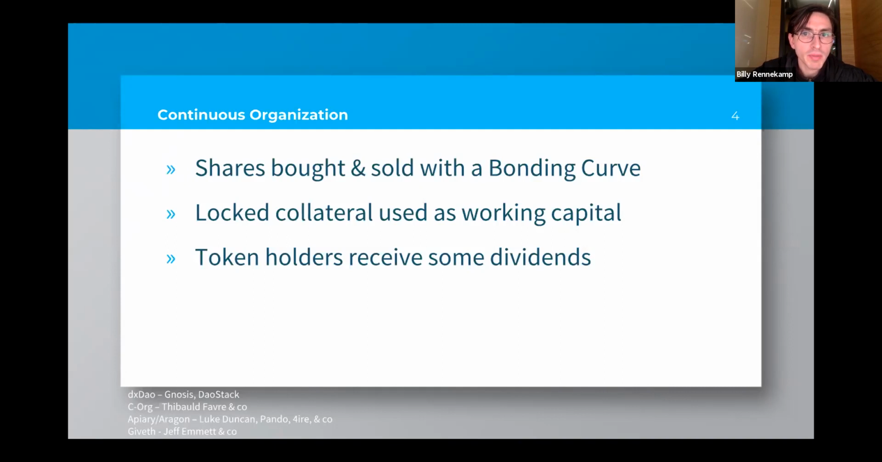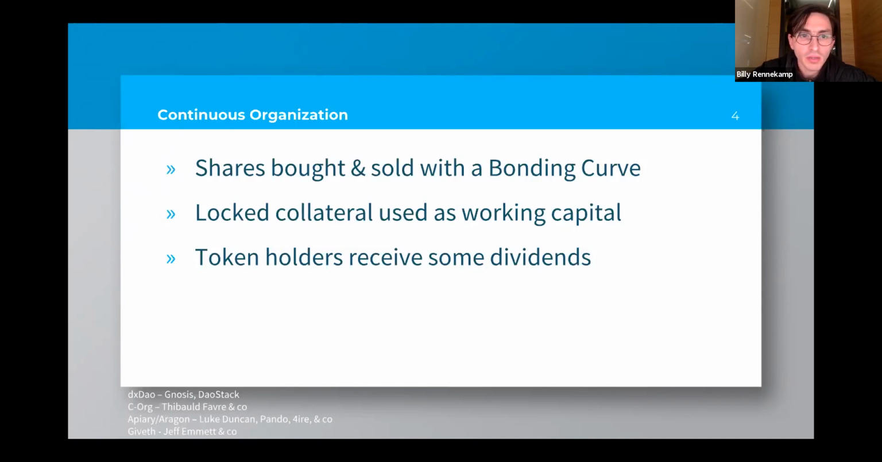But the basic idea behind a continuous organization is that the shares that are bought and sold are done so with a bonding curve. The collateral that's locked up in that process, part of it is used for working capital for that organization. And there's a couple different ways that can be done. So a lot of the work we've been doing is trying to figure out all the different options and evaluate each of them to make judgments when building Apiary or Sea Org or whatever they are.